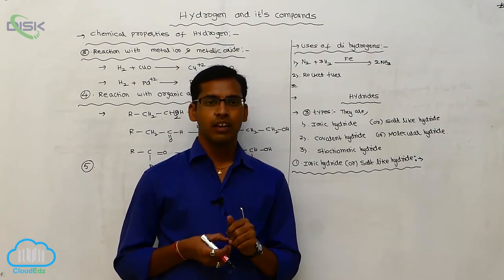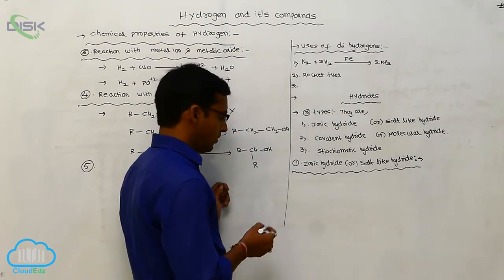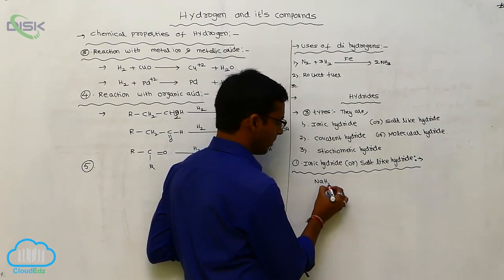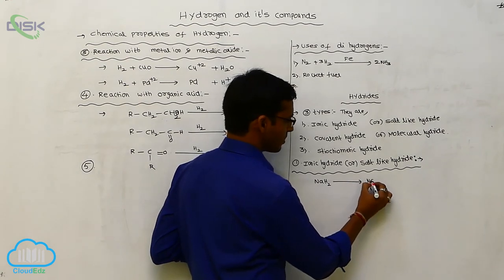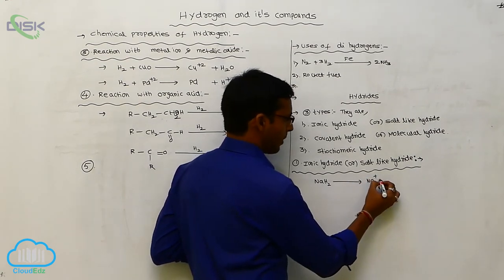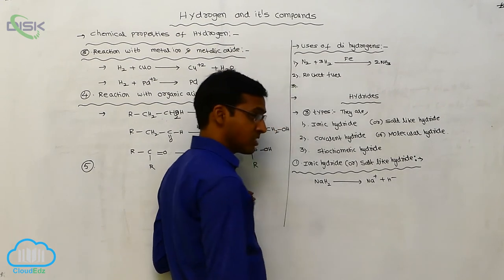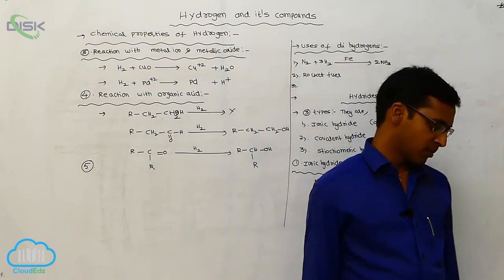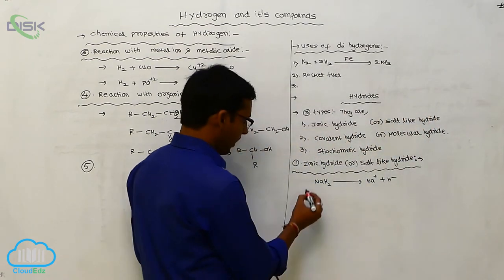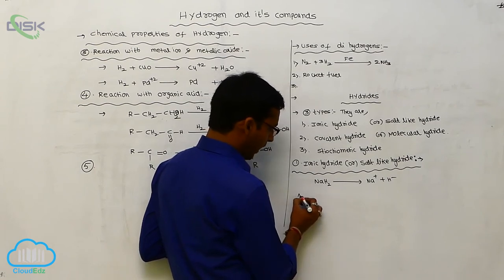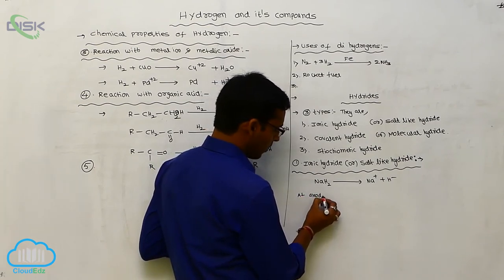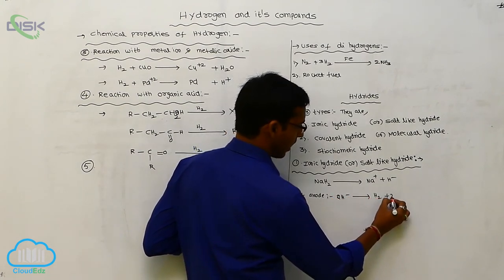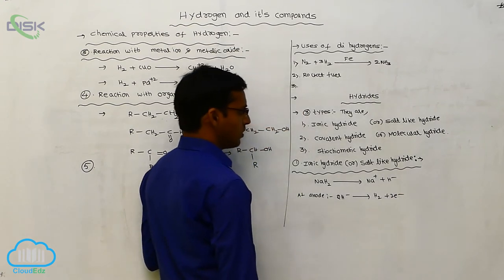Now see, our ionic hydrides, for example, NaH is there. This NaH on electrolysis gives Na+ and H−. Because hydrogen gains one electron, it gets the same configuration as helium. And next, at the anode, the loss of electrons takes place. It produces hydrogen gas with loss of two electrons. So these are ionic hydrides.